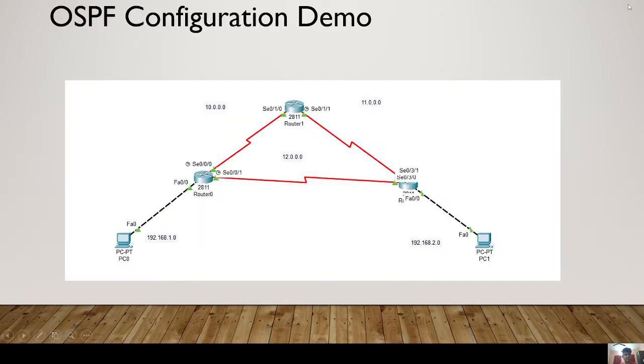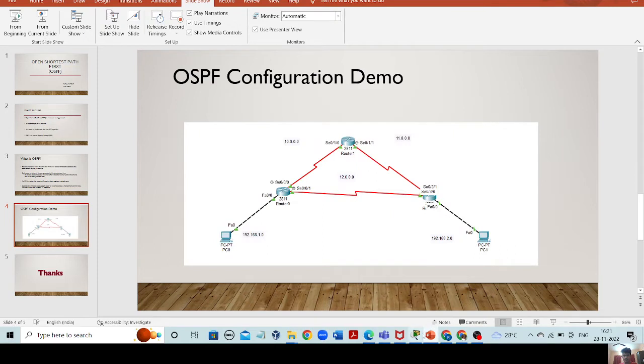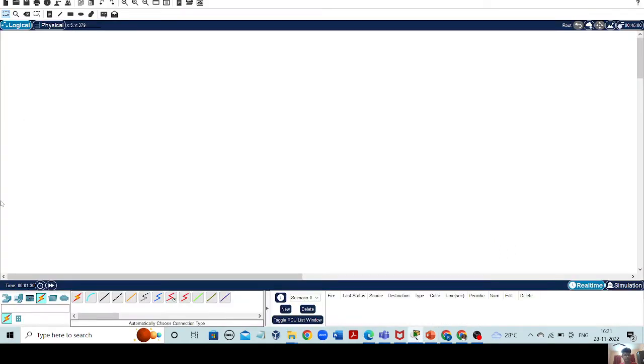Next, we can see how OSPF configuration is done. For that, we need to open the Cisco Packet Tracer. And here we would require three routers, two PCs.